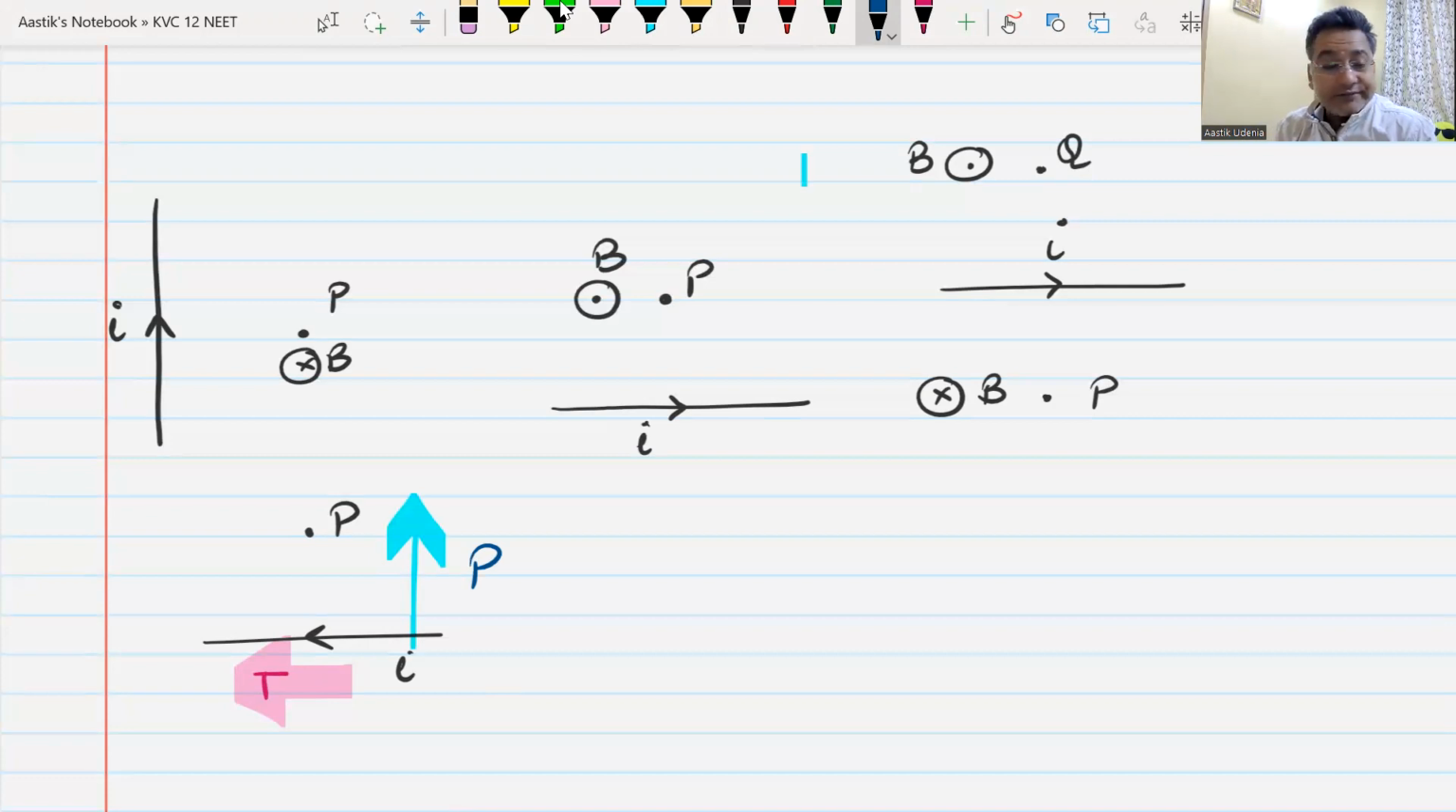So where is it turning? Current is here. Point P is upwards. The fingers are pointing like this. This is going in. This is coming out. If it is coming towards you, it is out. If it is going away from you, it is in. So in this case, the magnetic field is going inside. Do we understand this?